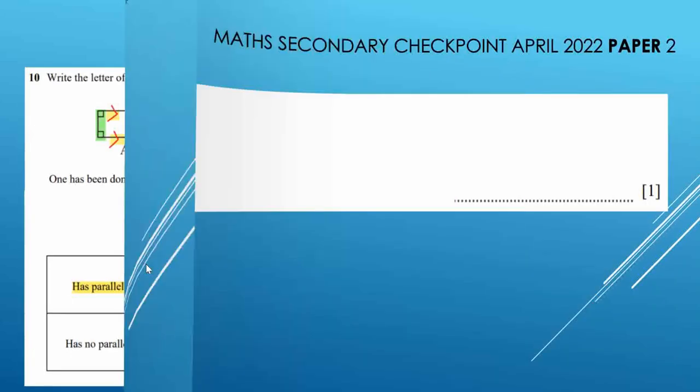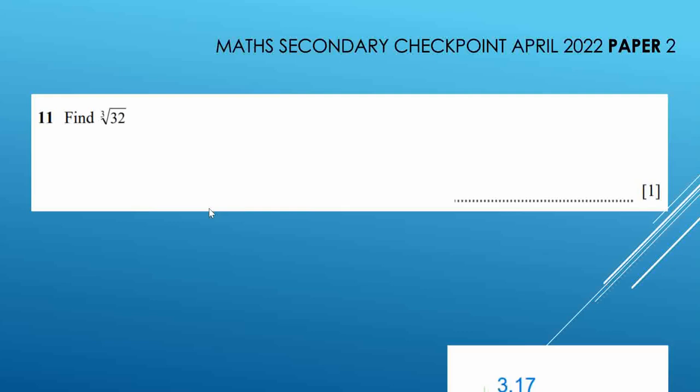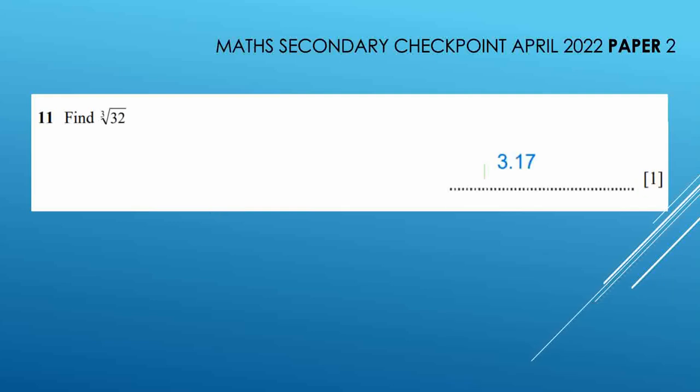Alright, next. Question 11, find the cube root of 32. This you can count with a calculator very easily. So the answer is 3.17, and this is the result from a calculator. We just have to round this off because this digit is 4, so we round off to 3.17 because 4 is less than 5. We just ignore.